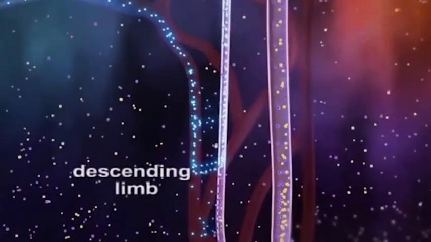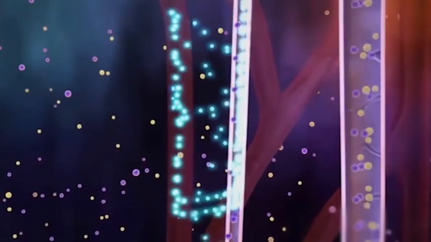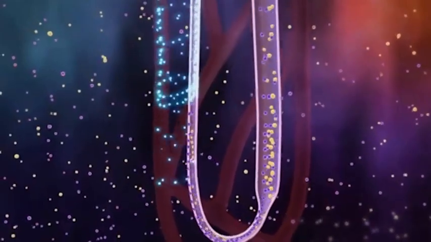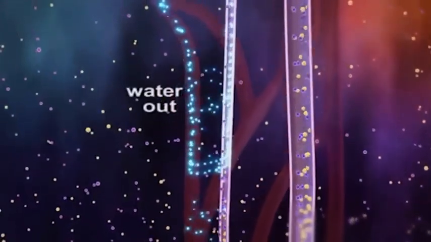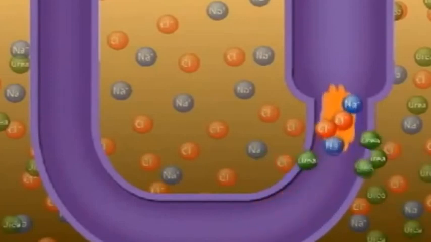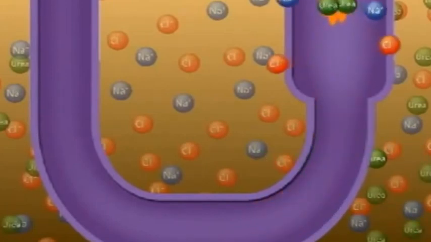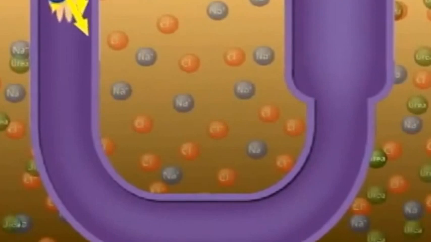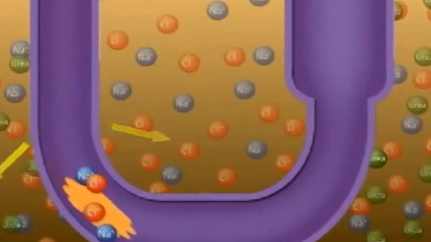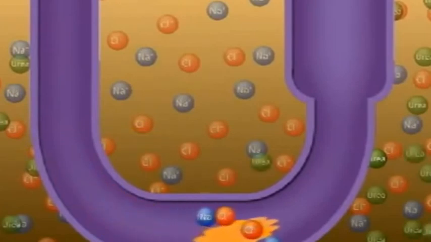As fluids pass through the thin descending limb, water will diffuse into the peritubular space because this section is permeable to water and not solutes. Next is the thin ascending limb. There is no active transport of salt. It is highly permeable to sodium and chloride ions, which cross the membrane via diffusion and enter the tubule, and its permeability to water is very low.